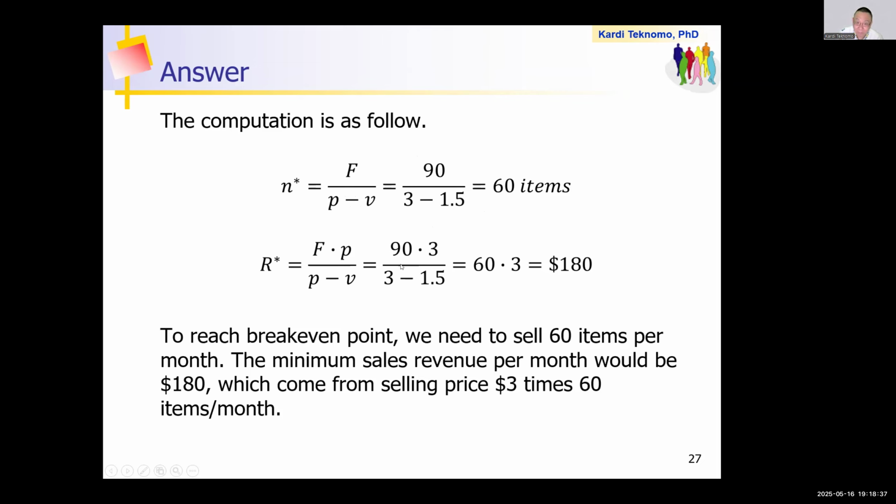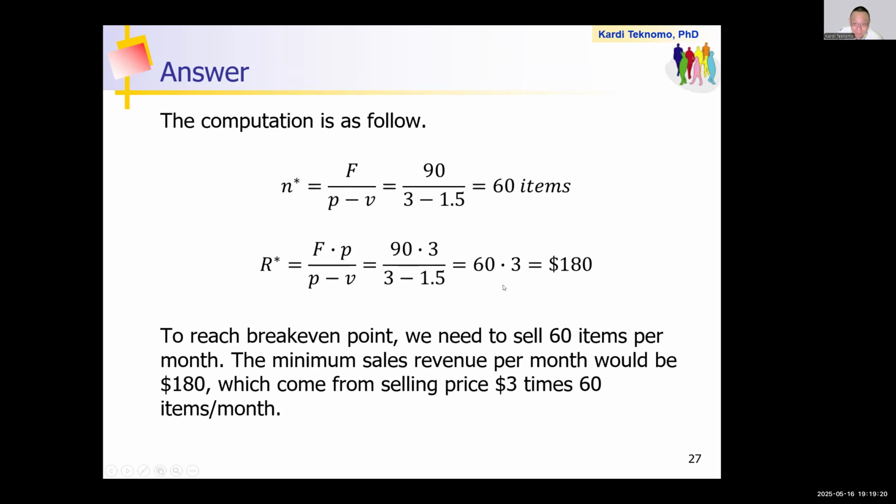Okay, at this point, you get revenue of 180. So what is the meaning? Yes, 60, 180, that's correct. So to reach the break-even point, you need to sell 60 items. This month you need to sell 60 items. If you cannot sell 60, you will get loss. If you sell at exactly 60, you don't get profit either. This is the revenue when you sell at 60.